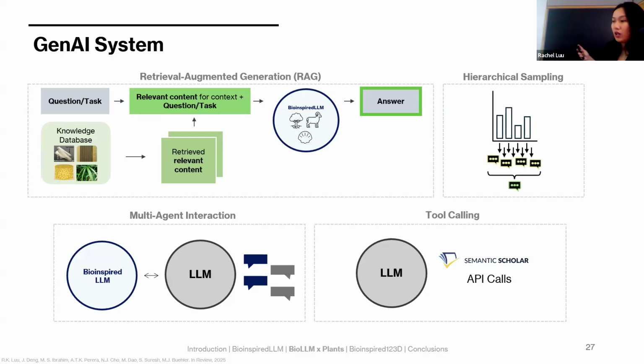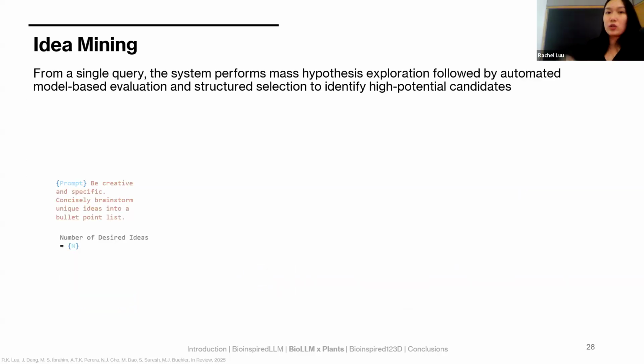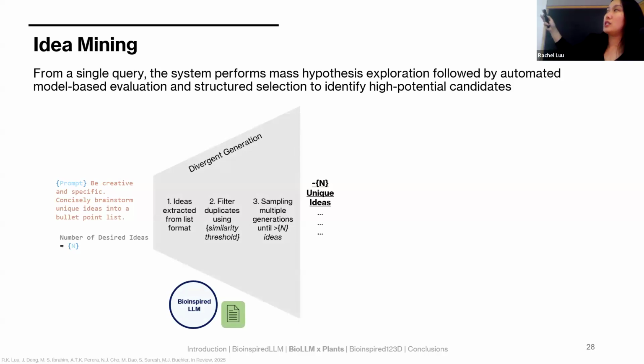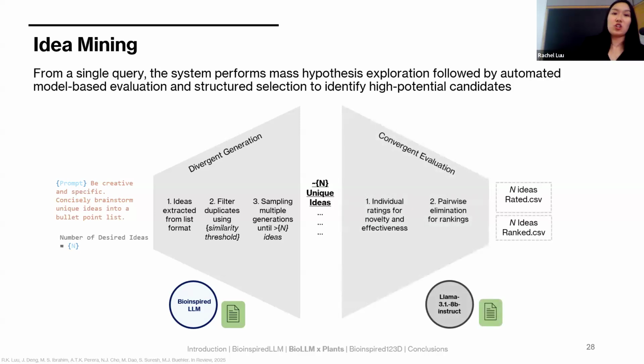So, a lot of this work was also building out these algorithms and these systems where the users, all they have to do is input a prompt and they'll get whatever they're looking for. But what's really happening behind the scenes is this hierarchical sampling method. So, one of the ideas here was to be able to mine ideas. From a single query, we perform essentially a divergent generation phase where the model is sampled many, many times to get all of these unique ideas. And then simultaneously a convergent evaluation phase using LLMs, again, following some sort of criteria to narrow down and to highlight those top potential candidates.